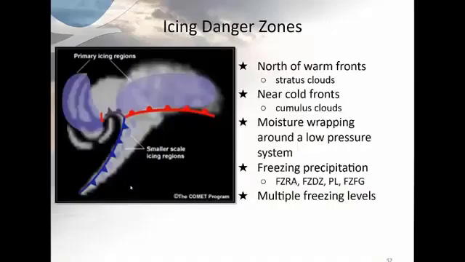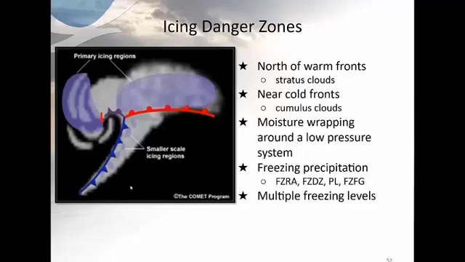Icing danger zone. One of the areas that you want to watch out for is north of the warm front. That's where you get into the stratus clouds that Brad was talking about, and that warm nose that usually extends just a little bit north of the actual location of the warm front. So that's a kind of a prime area for some icing.